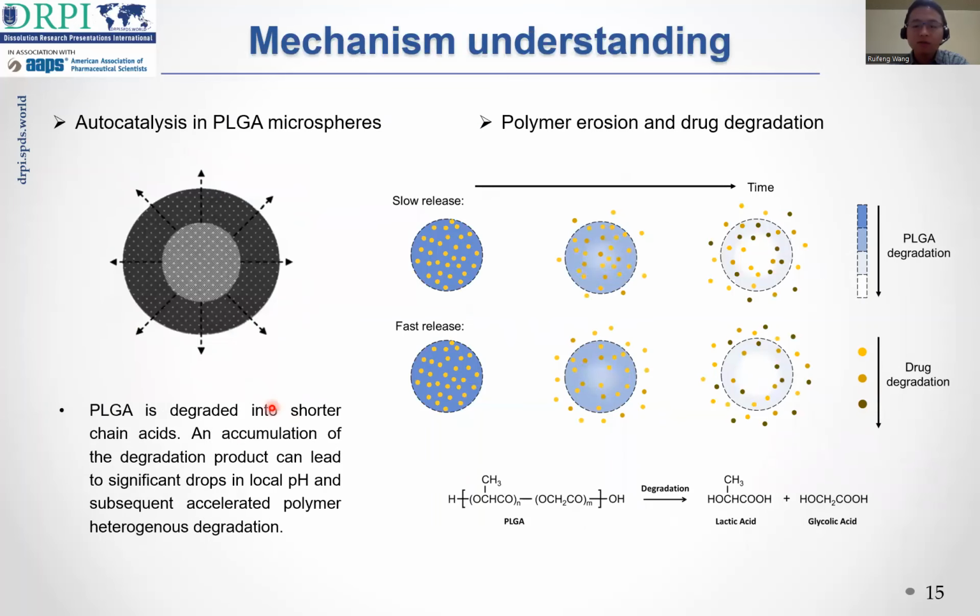This hollow particle phenomenon can be explained by the heterogeneous erosion of the polymer. For PLG microspheres, it is typically bulk erosion. The PLG will be degraded to lactic acid and glycolic acid by hydrolysis. Moreover, an accumulation of the degradation products in the center can lead to a significant drop in the local pH and subsequently accelerates the polymer heterogeneous degradation, which results in the center polymer being depleted first, thus leaving a hollow particle.